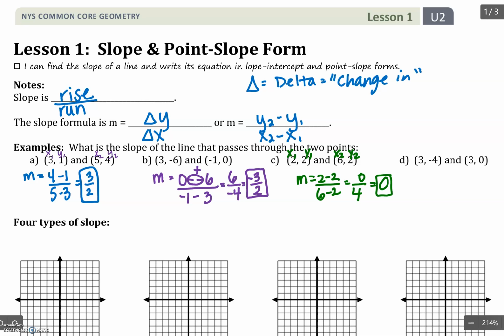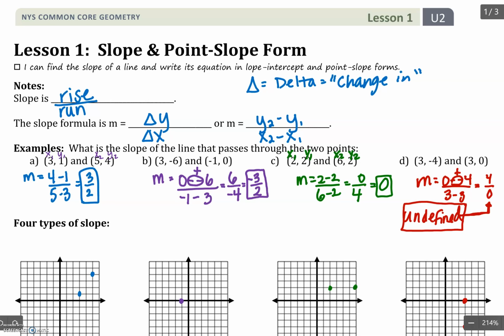And then finally, 3, negative 4, and 3, 0. If we do y2 minus y1 over x2 minus x1, we end up with 4 over 0. Now, having a 0 in the denominator of a fraction is not something we typically have. You're not allowed to have that. When that happens, we say that the fraction is undefined. So the slope for part D is undefined.